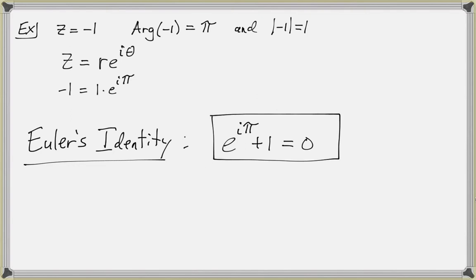And we see that this identity links 5 of the most fundamental math constants: the exponential e, the geometric constant pi, the imaginary unit I, and then the additive and multiplicative identities 0 and 1. Further, it links 3 of the basic arithmetic operations: addition, multiplication, and exponentiation.